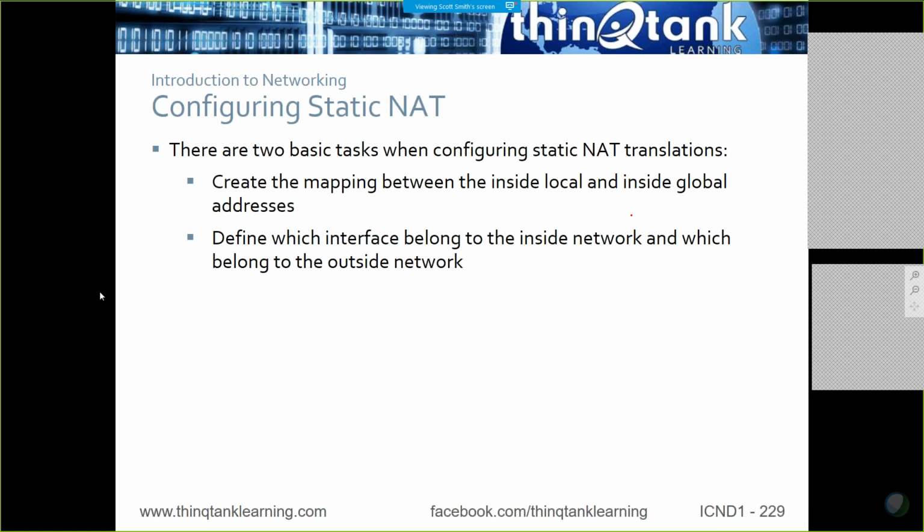All right, there are two basic tasks when you're configuring static NAT. Now, I want to preface this whole discussion by saying this is specific to Cisco, number one, obviously. And number two, this is specific to a router when we're doing NAT on a router. This is not the same way NAT is done on a firewall. Firewalls use different ways of doing NAT translations. The concepts are the same. The syntax and the configuration is slightly different. Okay? So it's really simple on a router.